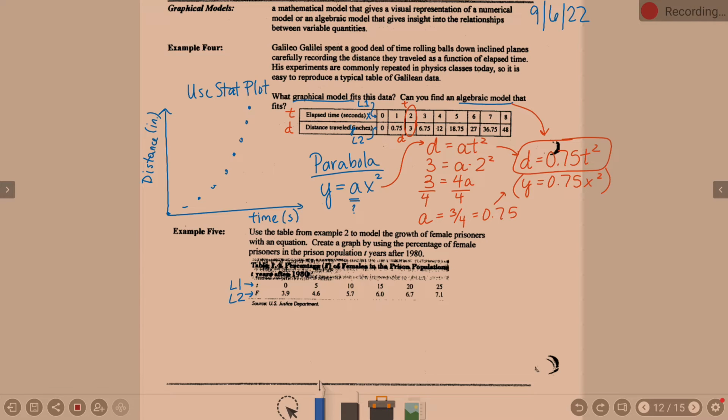Where even is the delete button? So L1 is 0, 5, 10, 15, 20, 25. I think it's right. The delete button's right under Zoom, right? Yes. Oh, that's what it is. Okay. Yeah, DEL.